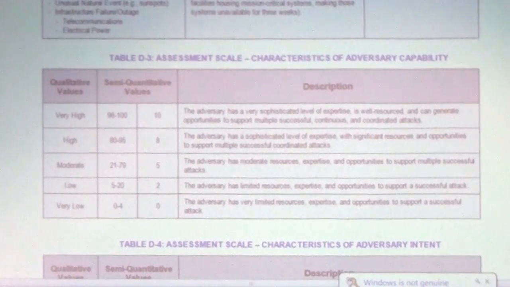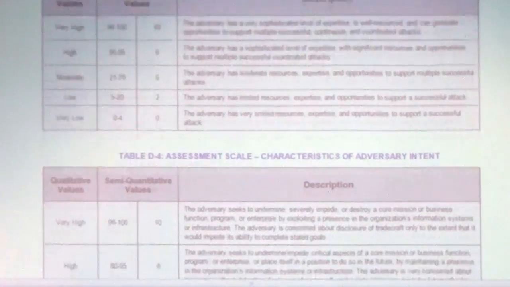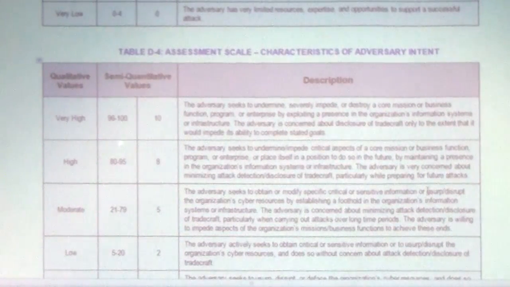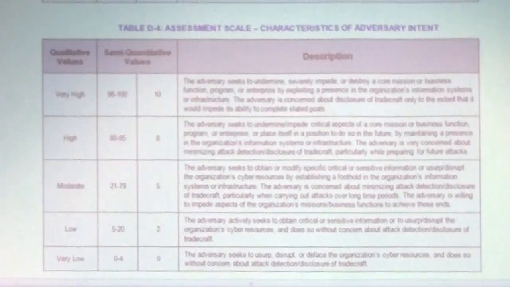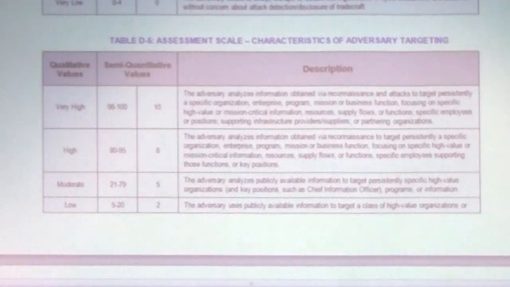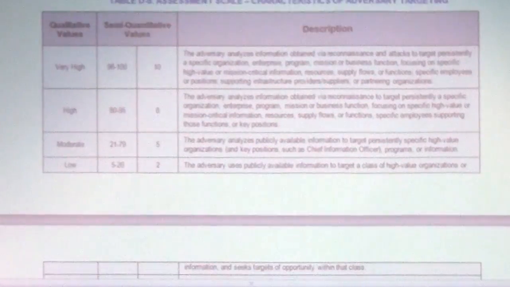And then we look at the adversary's intent. And again, we try to give it a rating. And don't forget, we're using the semi-quantitative scale here in the middle. This is the scale we're going to use because that's what we said we were going to do in our scope. So we stick to that, and we don't change it as we go along. So go ahead and try to decide about your adversary's capability, intent, and what the adversary is targeting using tables D3, 4, and 5.